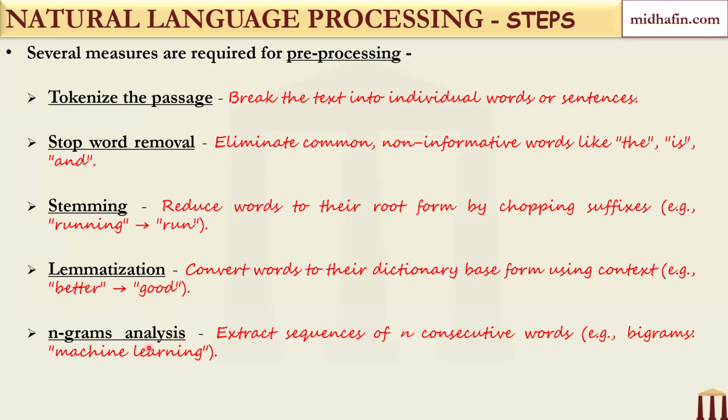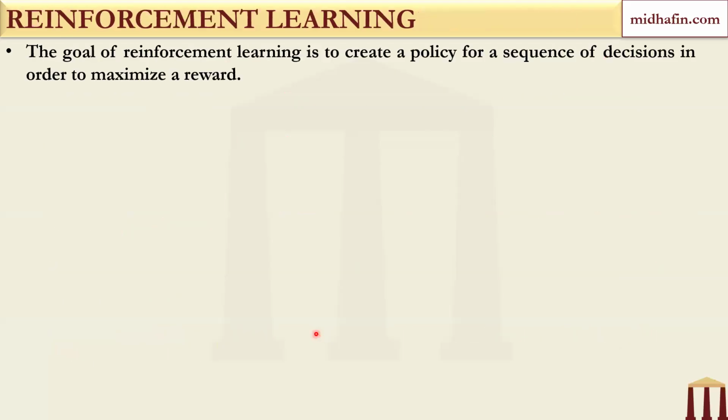And then you have n-grams analysis. You extract sequences of n consecutive words. Okay, so for example, bigrams like machine learning together. Machine separately, learning separately, in isolation won't work. Machine learning together, bigram. You can also have trigram. Multiple grams you can have. Okay, so that is the idea.